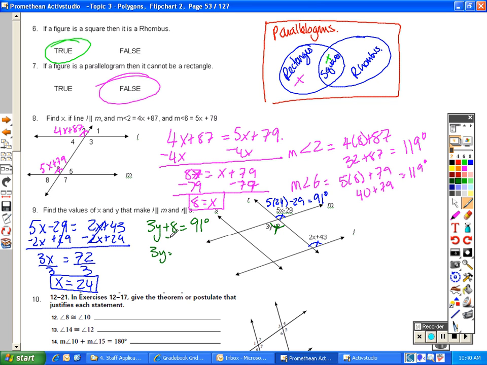3y should equal, I'm going to subtract 8 from both sides. If I subtract 8 from 91, I am looking at 83. Divide both sides by 3. And I believe that's a fraction, so I'm just going to leave it as 83 thirds.